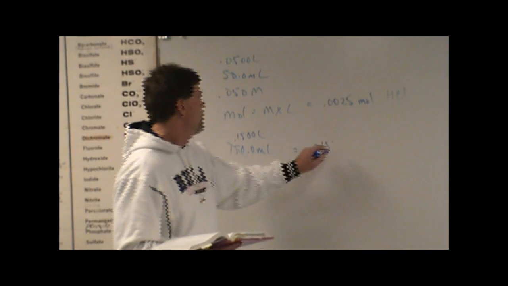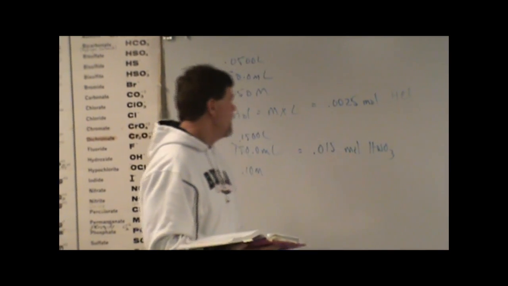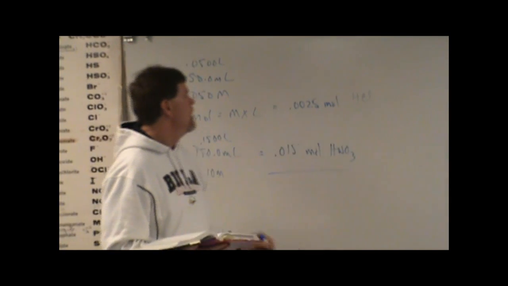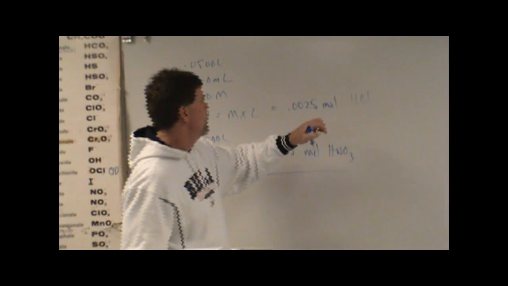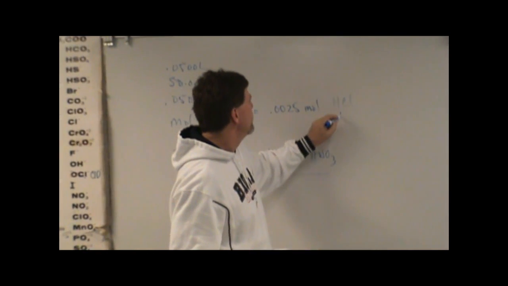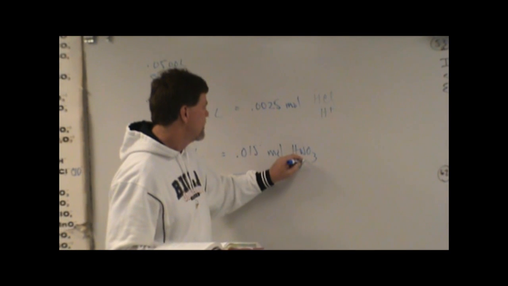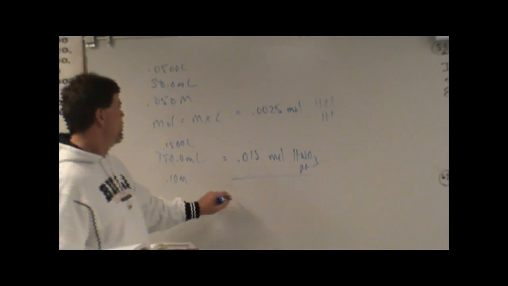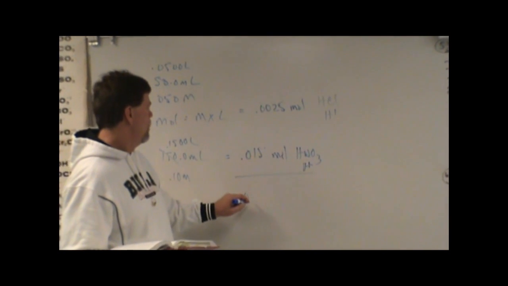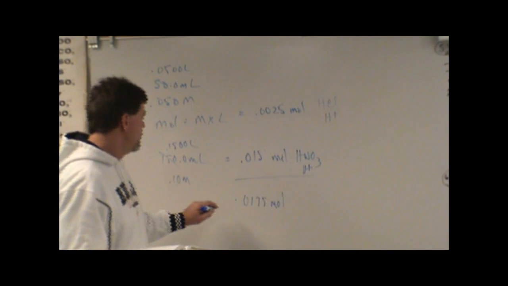That's good. Moles HNO3, okay? If I add those up, these are strong acids, so this is going to completely dissociate into 0.0025 moles of H plus, and 0.015 moles of H plus. So all I do is add them up, and that's how much H plus I got: 0.0175 moles, and then divide by the total volume.